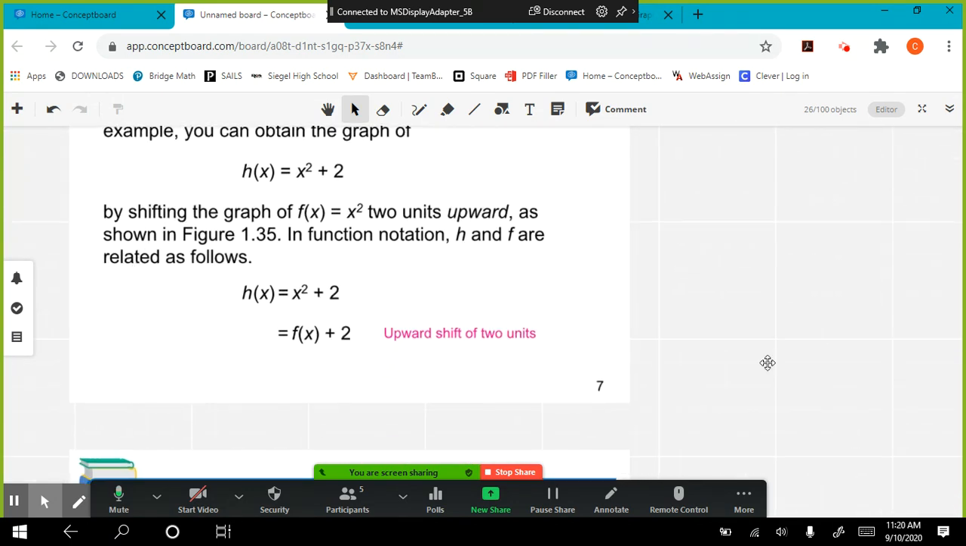Now, notice how they wrote it here: f of x plus 2, where f of x is equal to x squared. That's where we started. Our parent function was f of x equals x squared. So basically, if we add a number to the function value, that's going to cause everything to shift up. If we subtract, it's going to cause everything to shift down.